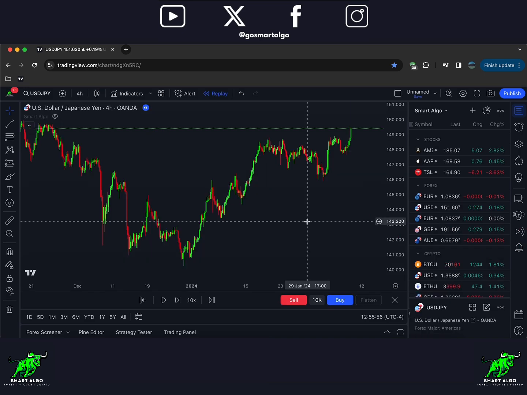Alright guys, so now that we've gone over all the features that SmartAlgo provides, we're going to be looking over a strategy that you can use to maximize your win rate. So the first step is obviously to activate SmartAlgo on your chart.